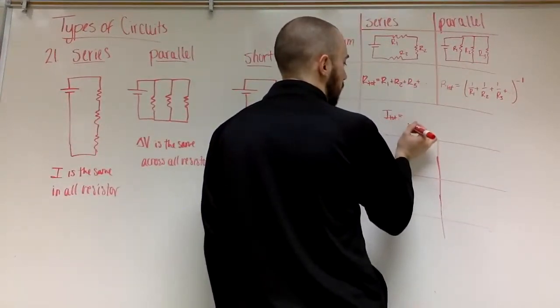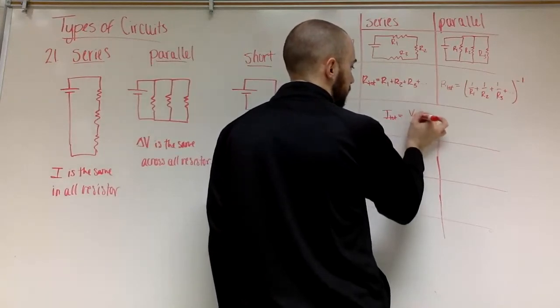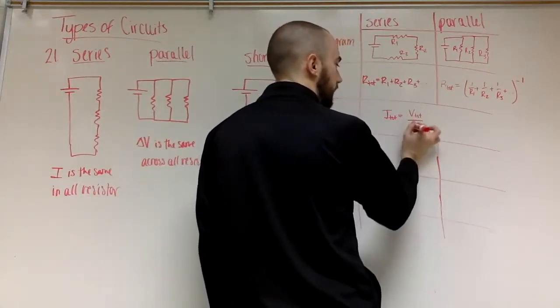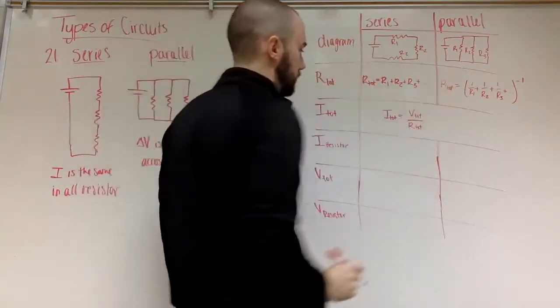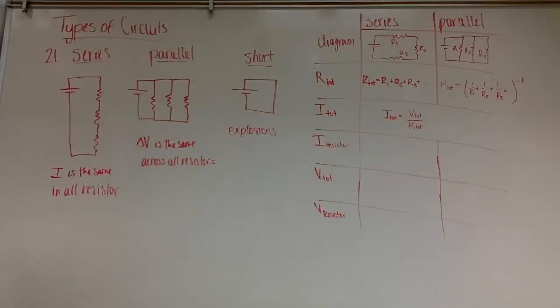V equals IR, so now V total, so that's going to be the amount in your battery divided by your total resistance. You get total resistance from these, so it's just a slightly different way, but you still solve for I total the same either way.